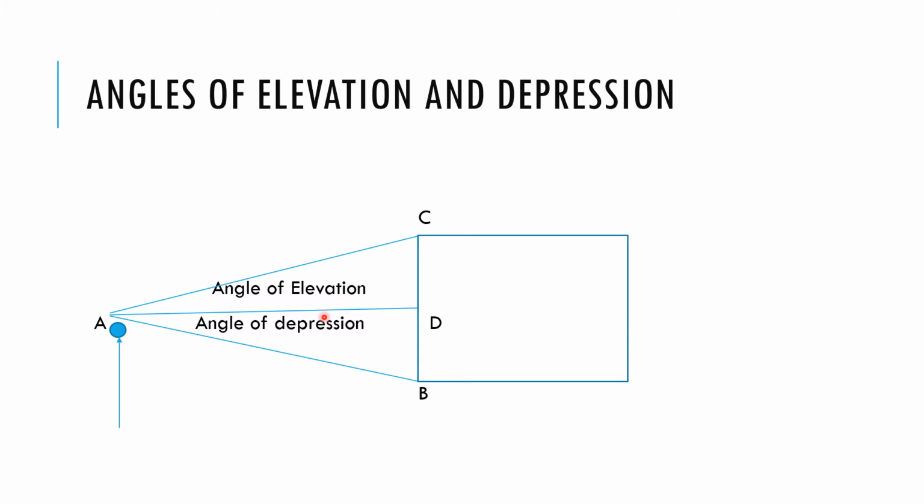If you look at point B, which is at the bottom of the block, the angle DAB is called the angle of depression. If you measure the length of AD, which is at a distance of the block from your feet, and the height BD, you can find the angle of depression.